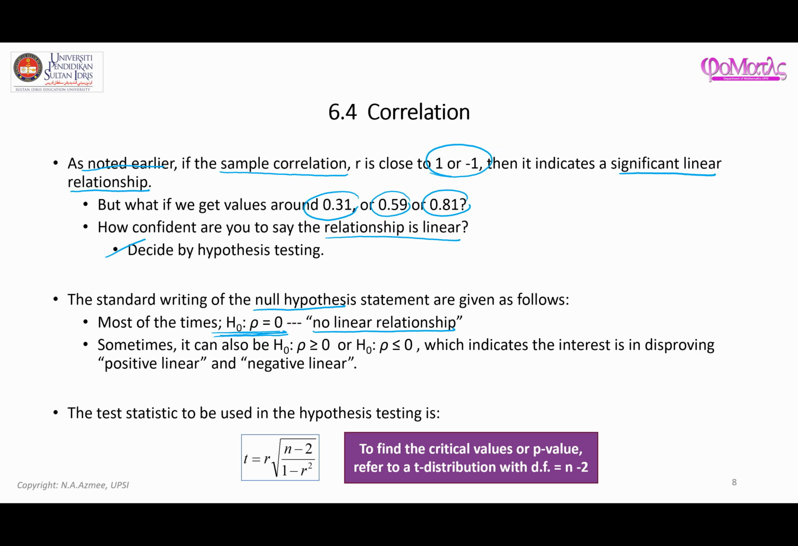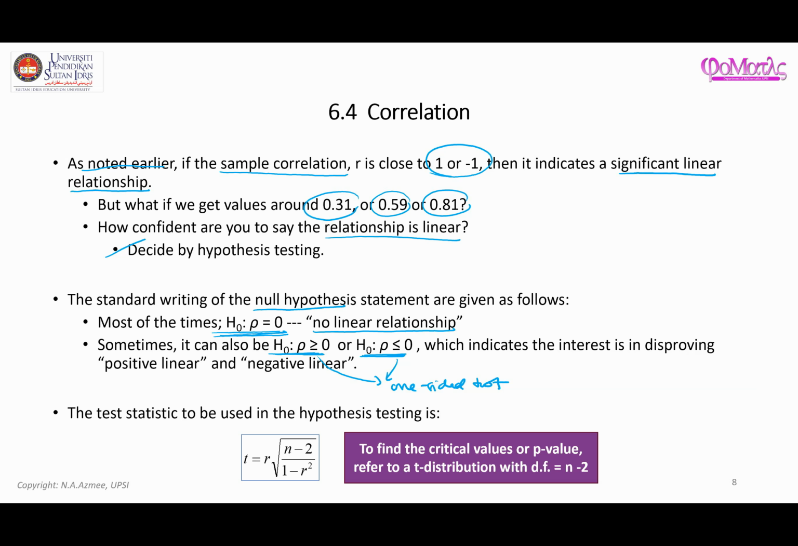Sometimes, depending on the question, it can also be written differently. Here the null hypothesis states that the population correlation has a positive linear relationship, because it is greater than or equal to 0. And here the null hypothesis states that the population correlation has a negative linear relationship. So this is an example of a one-sided test, where the critical region is just on one side of the distribution.